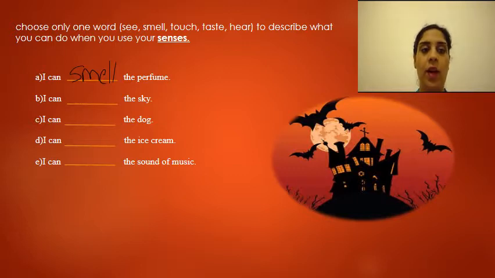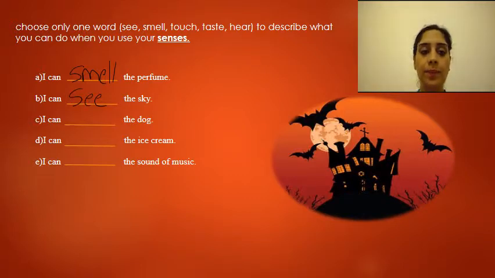The second one, I can blank the sky. What can you do to the sky? We look at the sky. To look at the sky, we use our eyes. It's the sense of sight. We see the sky.